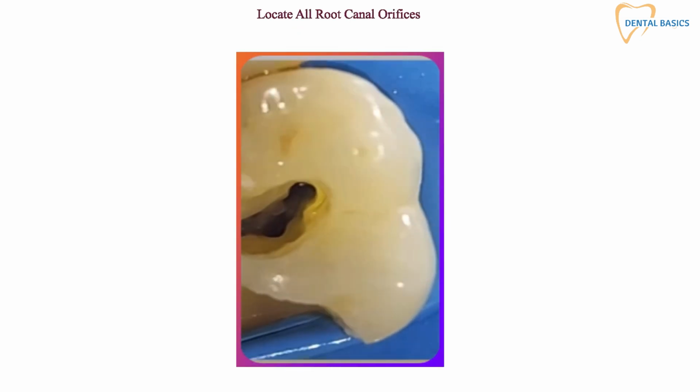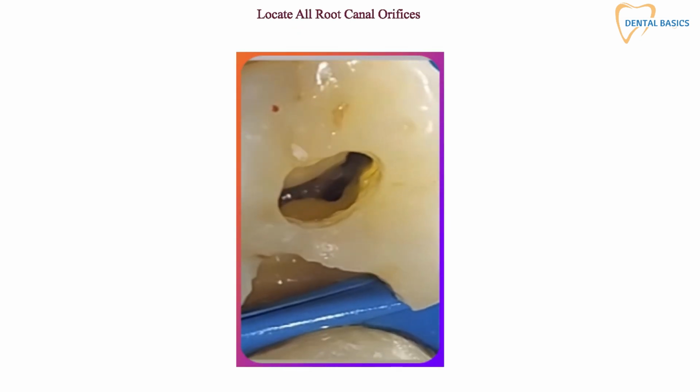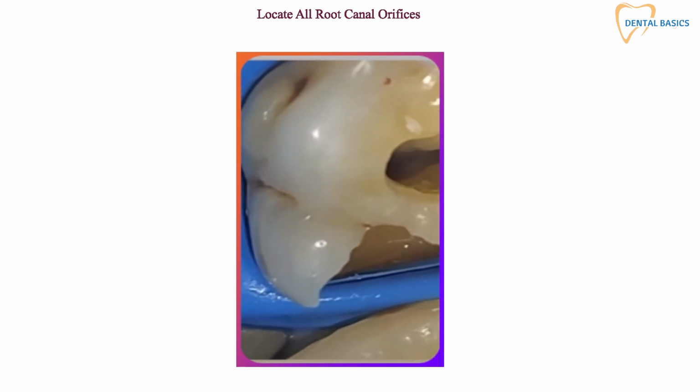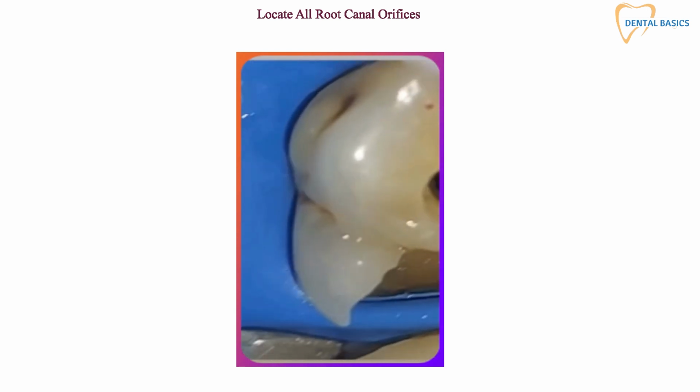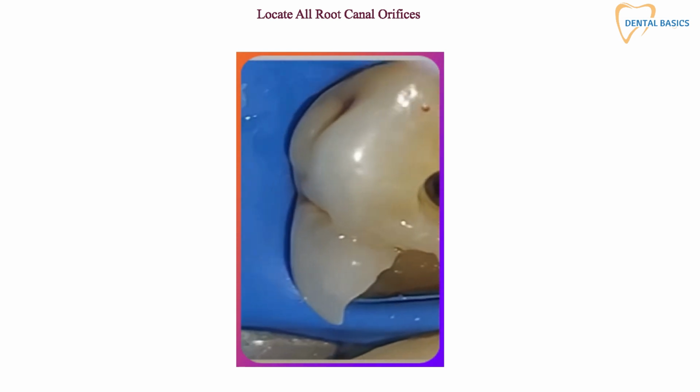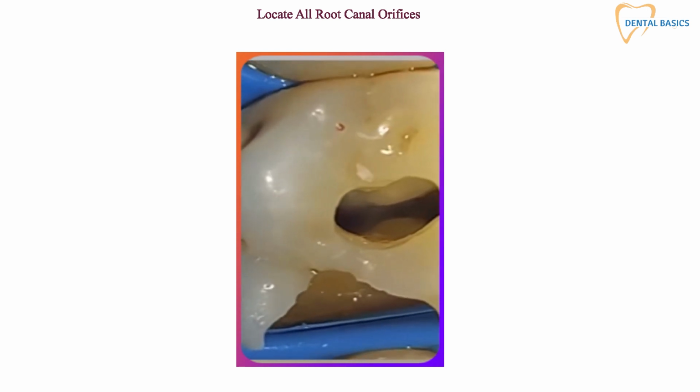Accurate identification and location of all root canal orifices is crucial for successful endodontic treatment. This involves careful examination of the pulp chamber floor to find the entrances to the root canals.